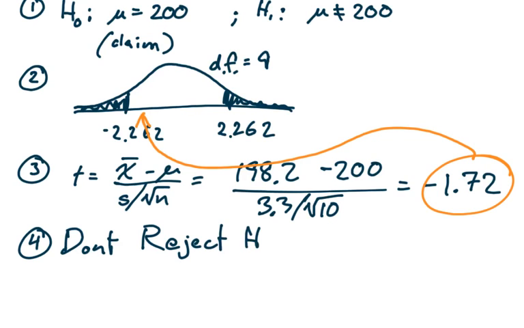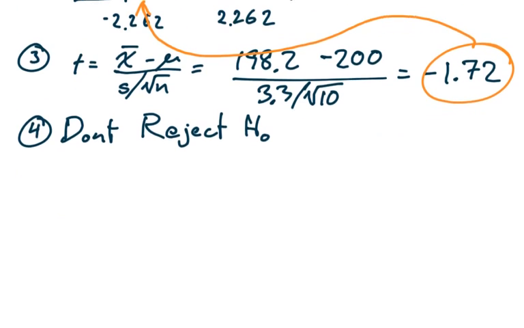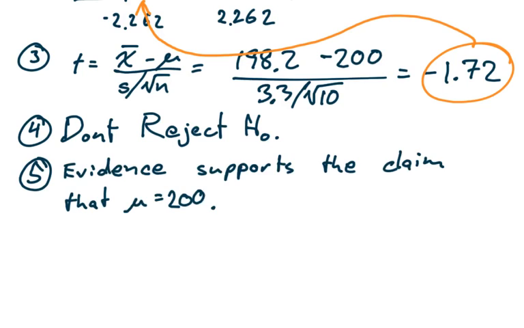And let's summarize that. I'm just going to summarize it as: the evidence supports the claim that the average weight is 200 pounds. I'm just going to say it like that. Okay.